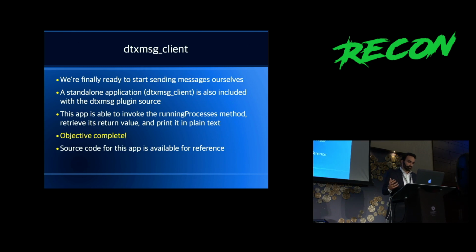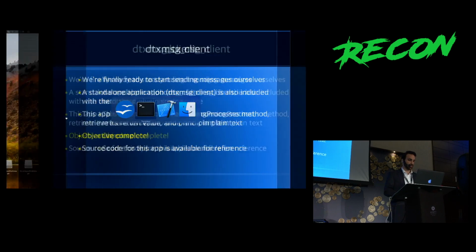So now we're finally ready to start sending messages to the server ourselves. A standalone application called DTX Message Client is also included with the plugin I just demoed, and the source is available for reference for anyone who wants to see it. This app is able to invoke the running processes method in the server, retrieve its return value, and print it to the console in plain text.